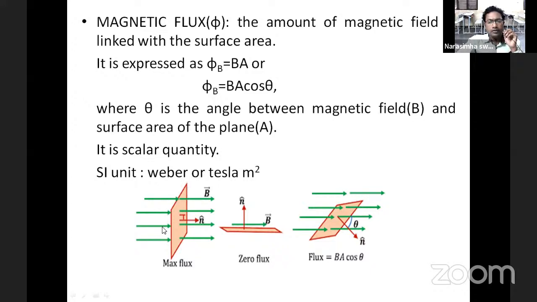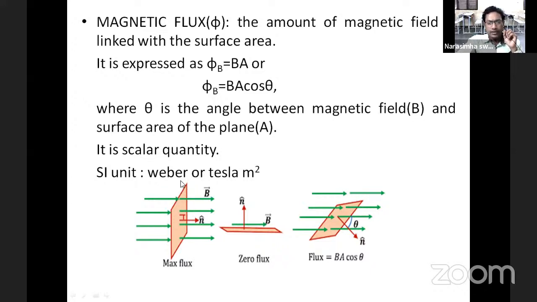So the number of lines of force which are passing through this surface area is apt for the definition. The amount of magnetic field is linked with the surface area. This is the definition, represented with the diagram here.